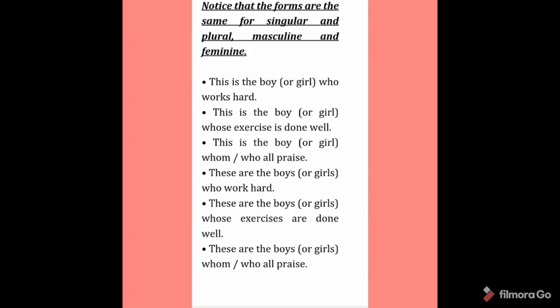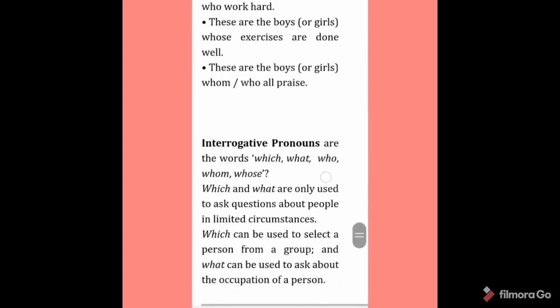Now I repeat again, the forms are the same for singular and plural, masculine and feminine. Now come to the examples again. This is the boy, or you may say girl, who works hard. It means that who does not depend upon the gender; who can be used either with masculine or feminine, or singular or plural. This is the boy or girl whose exercise is done well. This is the boy or girl whom all praise, who all praise. These are the boys or girls who work hard. These are the boys or girls whose exercises are done well. These are the boys or girls who all praise.